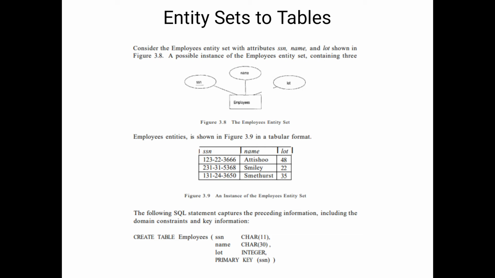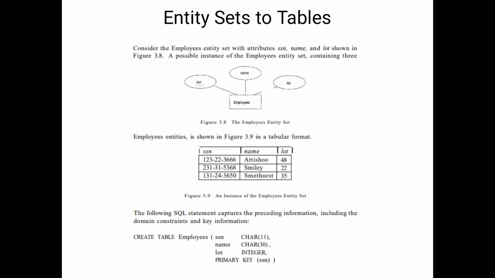Here we will consider the SSN field as a string data type, with the help of either char or varchar2. We will consider lot as the integer data type. Here we have one key attribute, that is the SSN, so we will mention the primary key of SSN. Please observe the syntax. So this is one simple example.